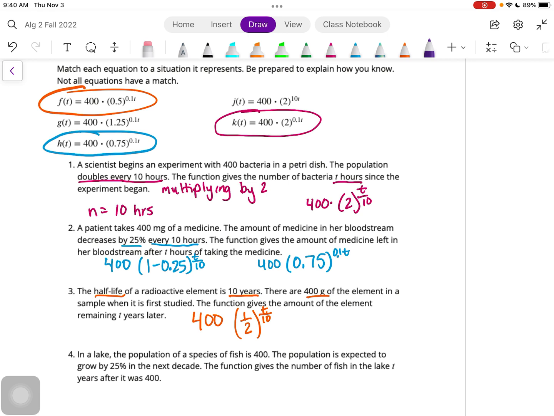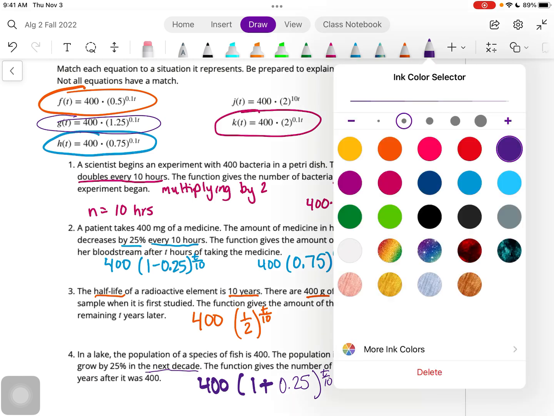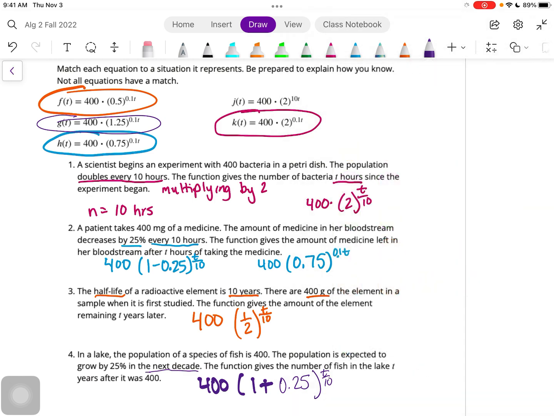And then finally, we have 400 fish, and the population is expected to grow by 25%. 0.25. And then over the next decade, so that's T over 10. And so that is the same as G. All right. So that is how you can match the situations with the equations that were given.